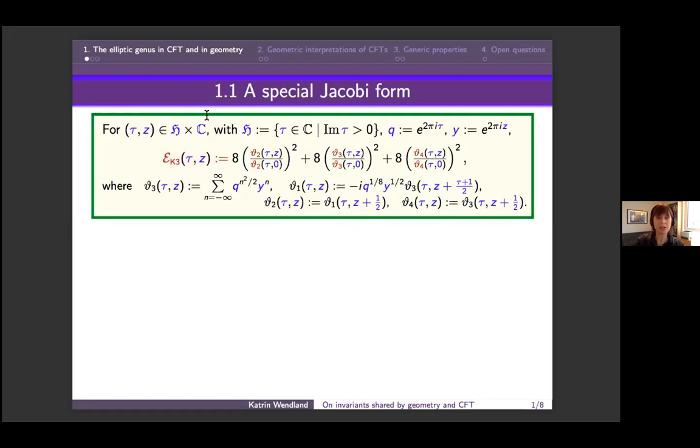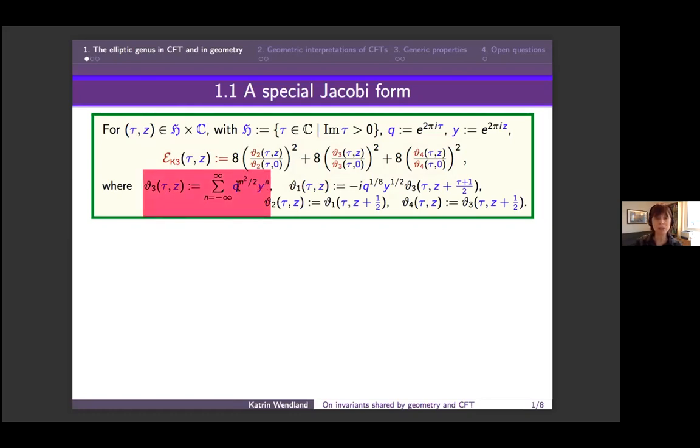defined, this function EK3, it's just defined as a weird sum over stuff that is constructed from the classical Jacobi theta functions, theta 2, theta 3, and theta 4. Let me remind you of the definition of theta 3, at least. I'm giving you the Fourier series if you want.